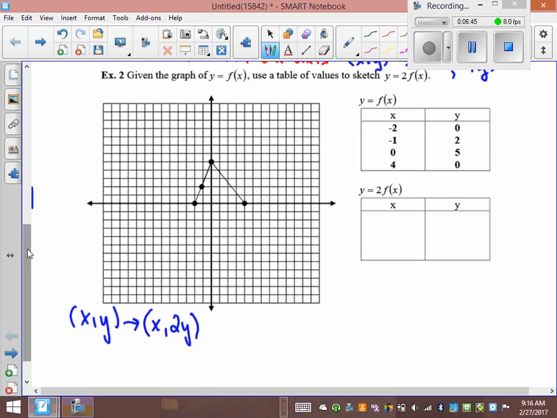So this is the original points, these 4 original points just plotted here. So my x is negative 2. It's going to stay negative 2. My y is 0. It's going to be multiplied by 2, and it stays 0. Why does it stay 0? Because 2 times 0 is 0. So those are my invariants, right? They're not changing. So this one's not going to change, and this one's not going to change as well. That 4, 0 is going to stay 4, 0.